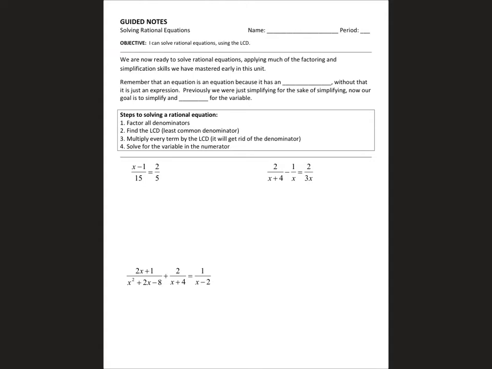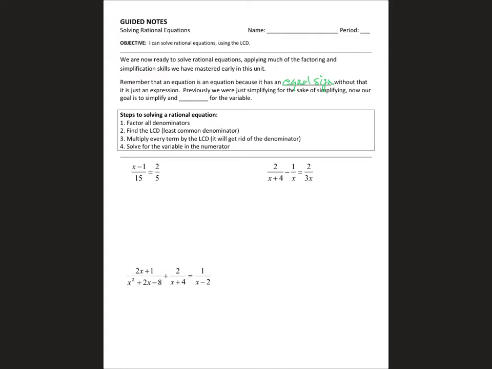Okay, so there's a distinction between what we did earlier and what we are about to do. In all the things we did earlier, all we did is deal with expressions, right? We simplified expressions. We multiplied, added, subtracted, divided. We factored them, all kinds of different things. And the distinction between what we did earlier and what we're about to do is an equal sign, okay? So remember that an equation is an equation because it has an equal sign. Without that, it is just an expression.